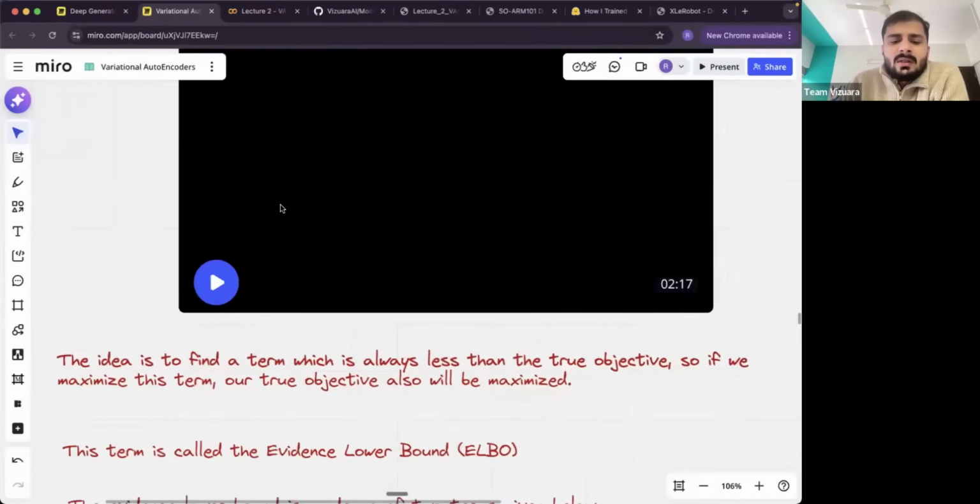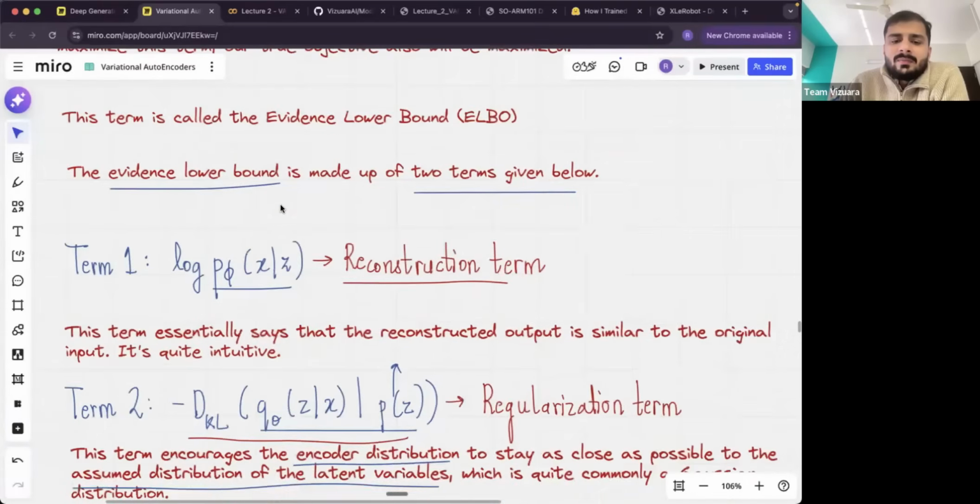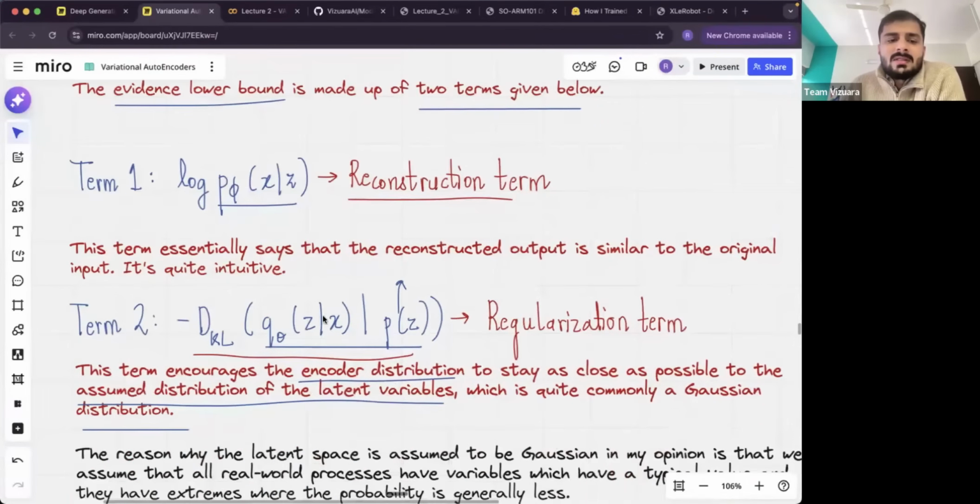Okay, so this term is called evidence lower bound, and the KL divergence term is this term which I was talking about. It's term 2 in that expression. I will be sharing my notes after this lecture, so you have some time to go through this, understand these concepts again, and we can again discuss this in the next lecture to make it clear.